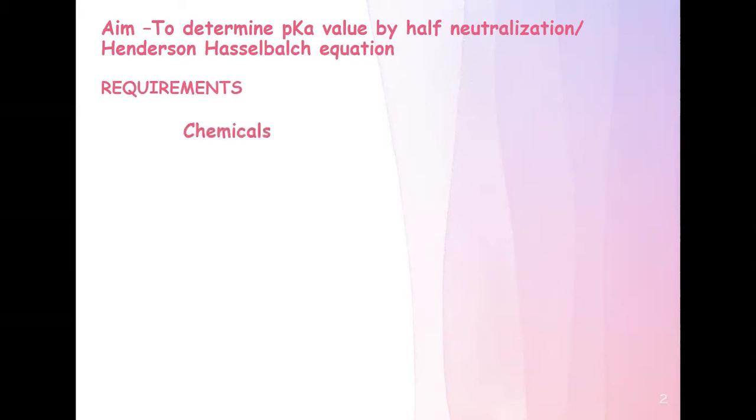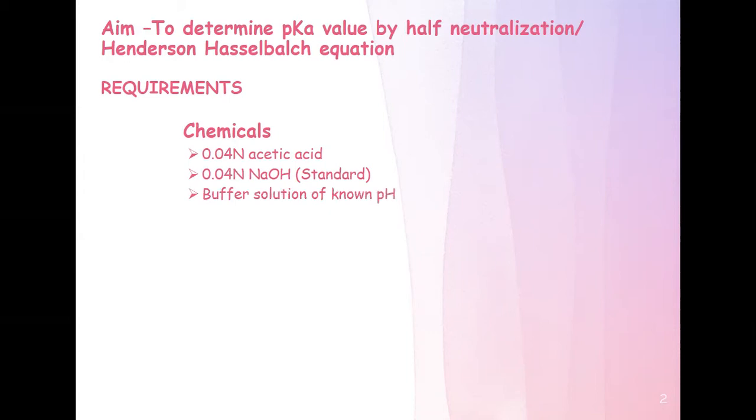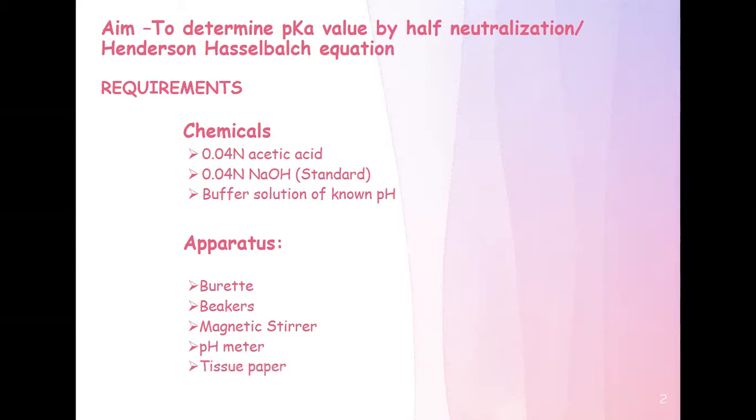Requirements: chemicals 0.04 normal acetic acid, 0.04 normal NaOH, buffer solution of known pH like 4, 7 and 9, then apparatus: burette, beakers, magnetic stirrer, pH meter, tissue paper.